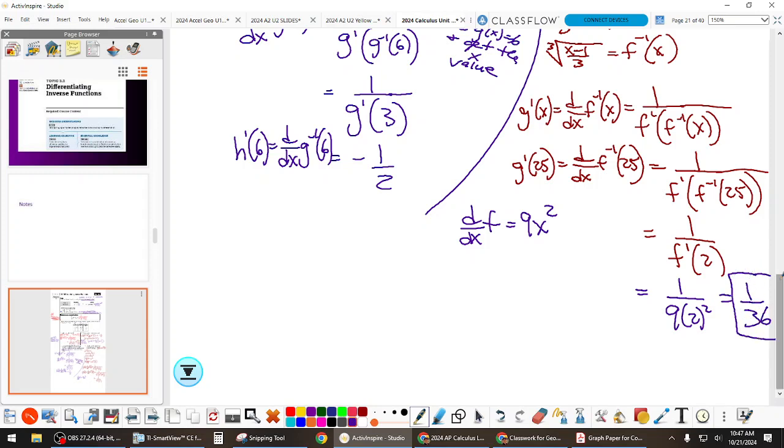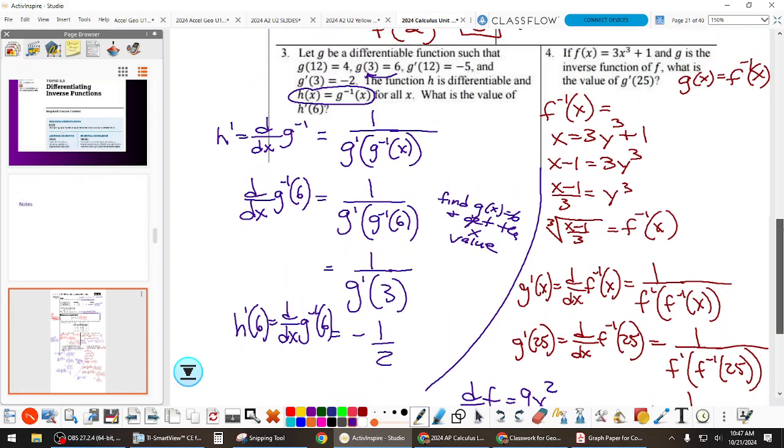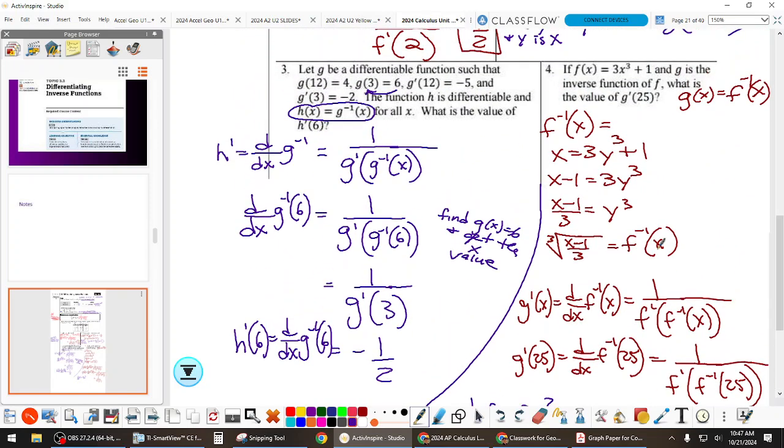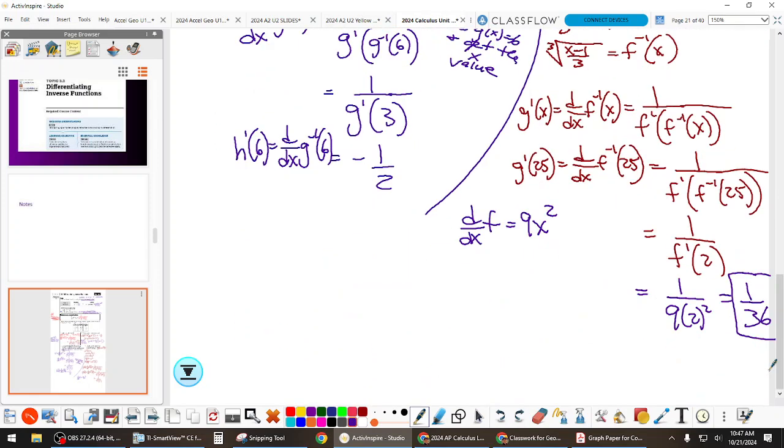So we had to do two things. We had to find the derivative of f, just regular f, and the inverse of f this time, because we weren't given values in a table or in a list like the last one. So a little bit more work. Any questions? Did you do okay with that? Yeah.